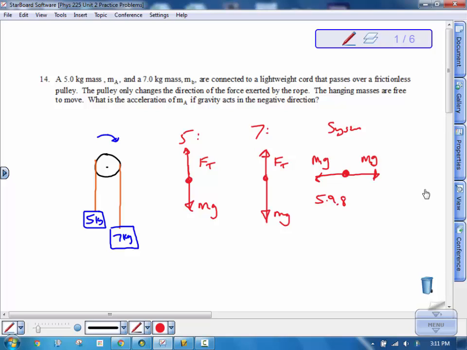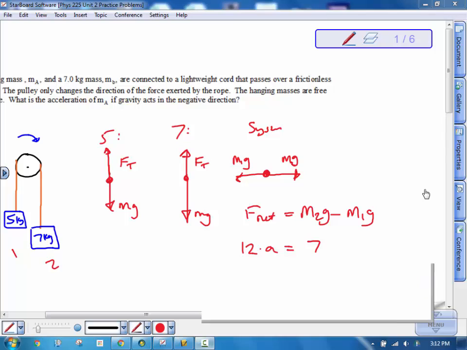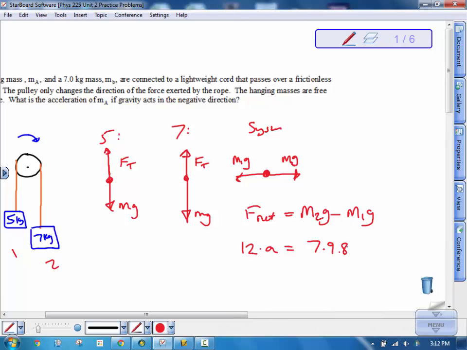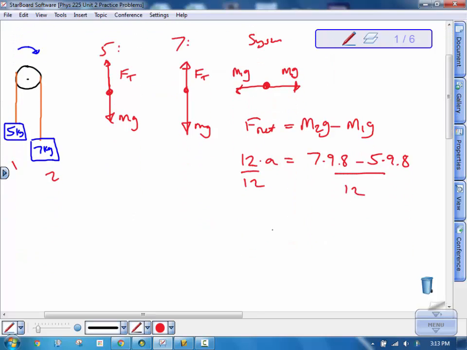So the net force in this case is equal to the bigger one, which is m2g, I'll call this 2 in this one, minus the smaller one, m1g. So that's the mass of the system, which is 12, times the acceleration of the system, equals 7 times 9.8 minus mass 1, which is 5 times 9.8. And then we're going to divide both sides by 12, and that gives us an acceleration of 1.63 repeating meters per second squared.